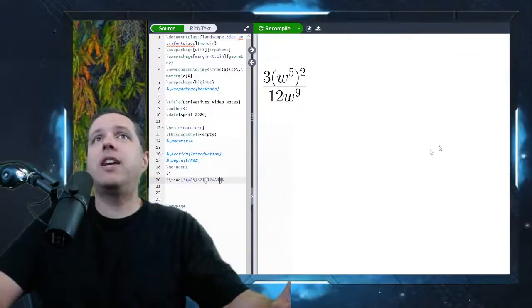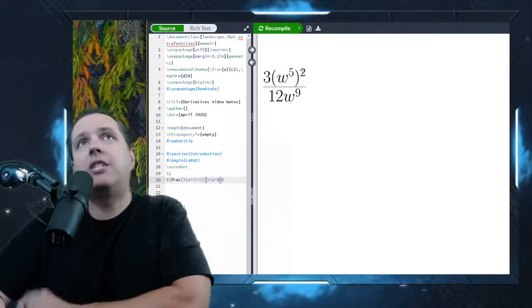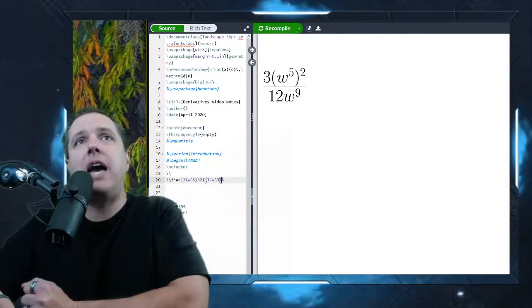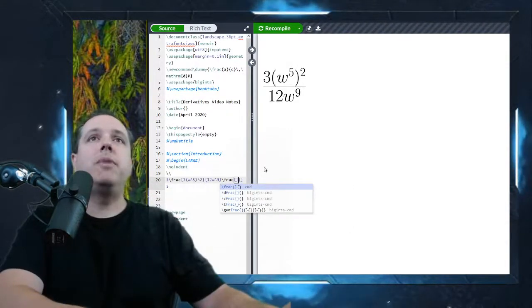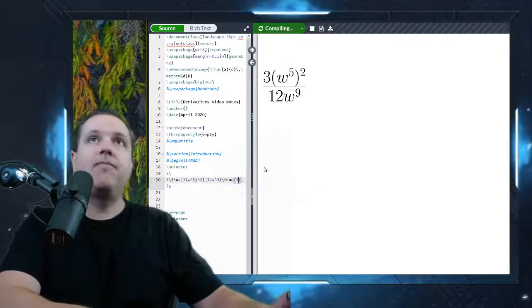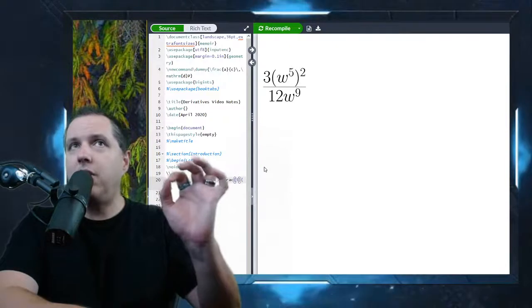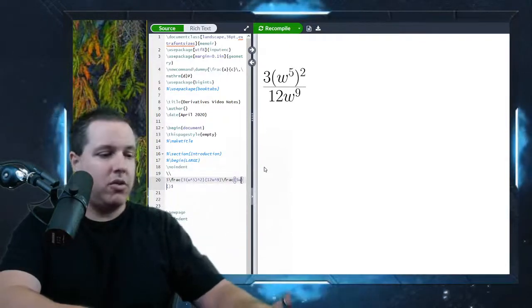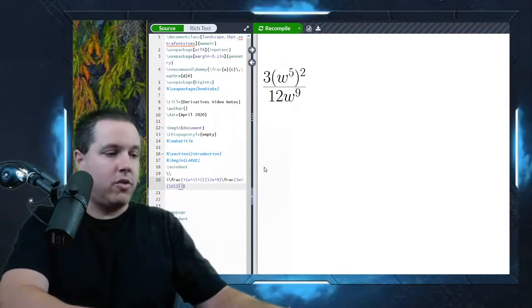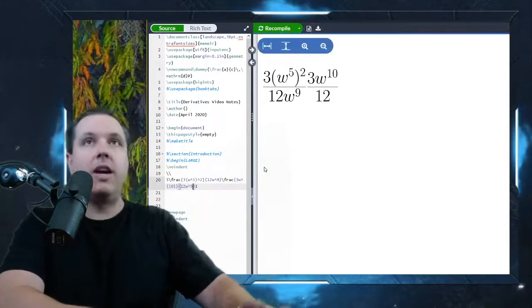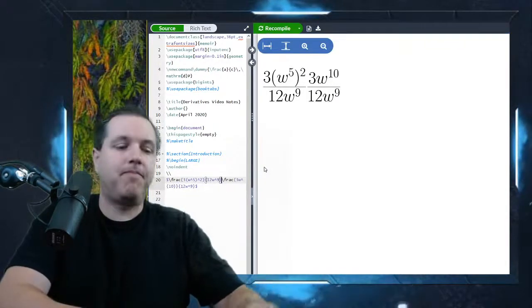So looking at this, I have a variable being raised to an exponent that's being raised to an exponent. I know what to do with that. So that's all I'm going to do in this next step. Just going to deal with that. So that means this is going to become 3. Now w to the 5th squared means w to the 5th times w to the 5th, which will be w to the 10th over 12w to the 9th. Okay, and I need an equal sign in there, don't I?